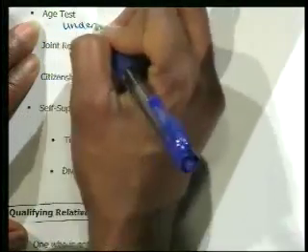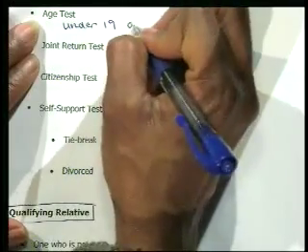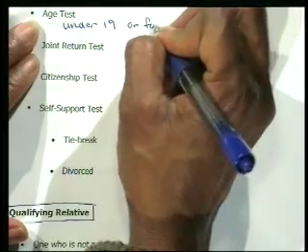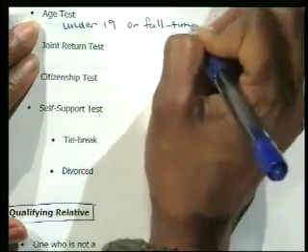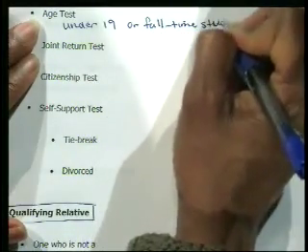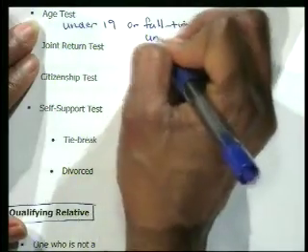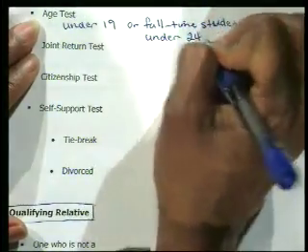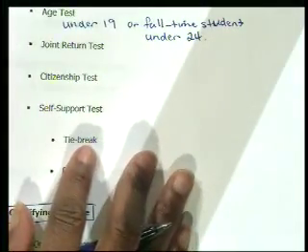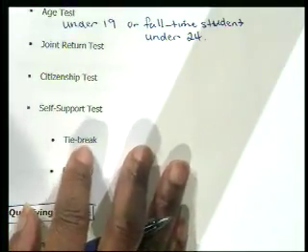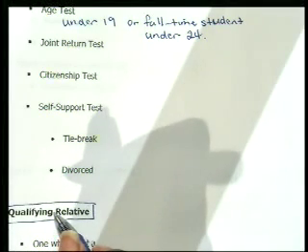Next, we want to look at the age test. Do they meet the age test? Okay. Are they under 19? Or if they're not under 19, are they a full-time student under 24? So either they're under 19, which probably means they're still in high school, or they are under 24 and they're a full-time student. If they meet that test, then they meet the age test.